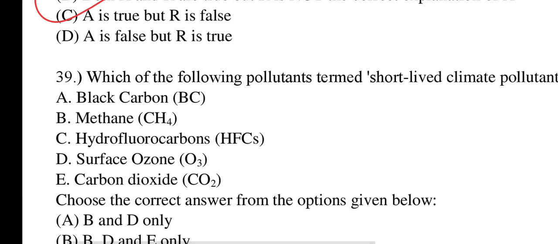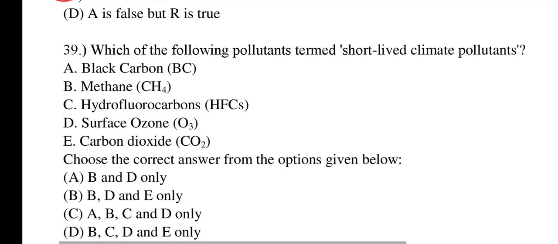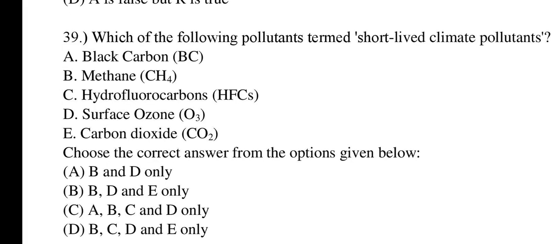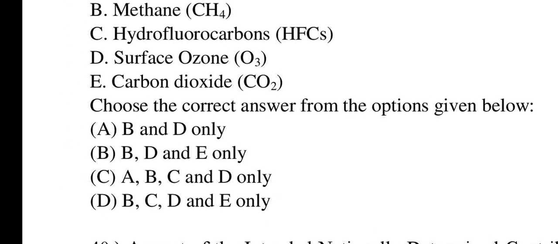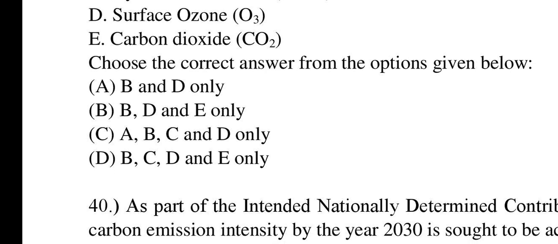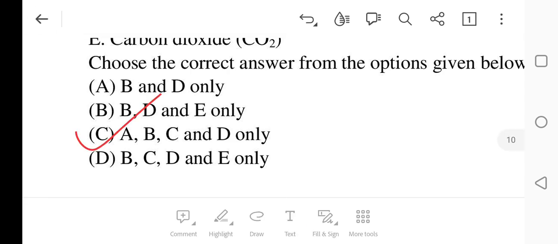39 says, which of the following pollutants are termed short-lived climate pollutants? A, black carbon; B, methane CH4; C, hydrochlorofluorocarbons HFCs; D, surface ozone O3; E, carbon dioxide CO2. Choose the correct answer from the options given below. Number 39, number C will be correct. A, B, C, D all are correct. That means except E, sorry.